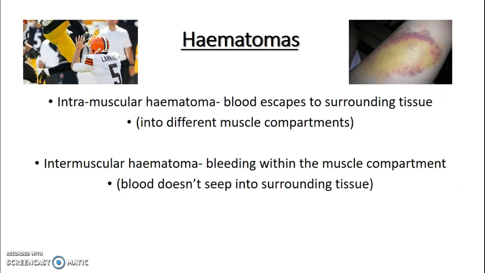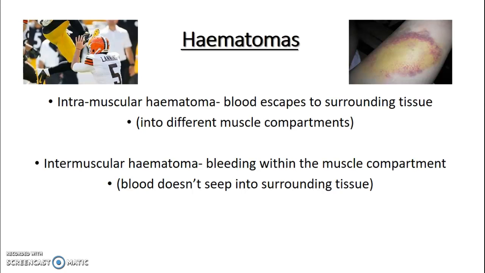Okay, moving on to hematomas. So when you hurt yourself, what normally happens is bleeding. So an acute injury, damaged tissue bleeds to the surrounding tissues. The amount of bleeding depends on obviously the type and severity of the injury. But the actual collection of the blood outside the blood vessels is called a hematoma. You can see the example in the picture up there.